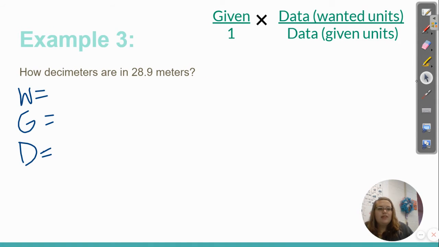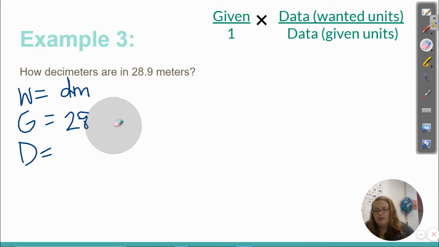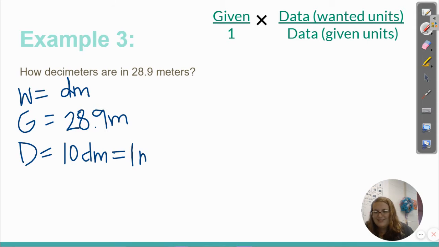All right, this one says, how many decimeters are in 28.9 meters? So we want decimeters. We're given 28.9 meters. And our data is that for every 10 decimeters, we have 1 meter. So we're going to find.